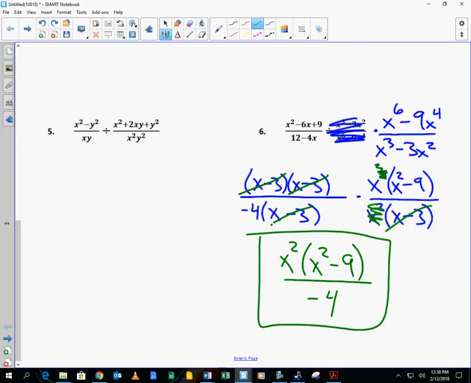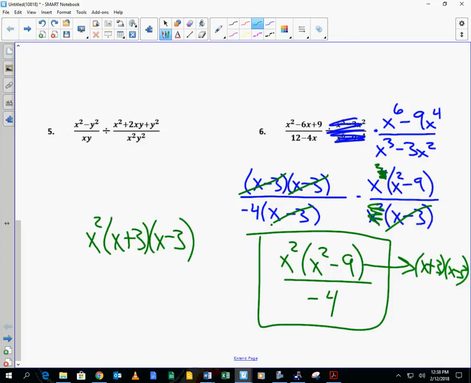And that's our result. Now, some of you maybe recognize that the x squared minus 9 does factor into x plus 3 times x minus 3, but nothing ends up canceling, so it's not really all that important that we express it that way. But if you did express your answer as x squared times x plus 3 times x minus 3 all over negative 4, that's fine as well. They're equivalent. If they ask for the answer in factored form, they'll be different, but they don't.